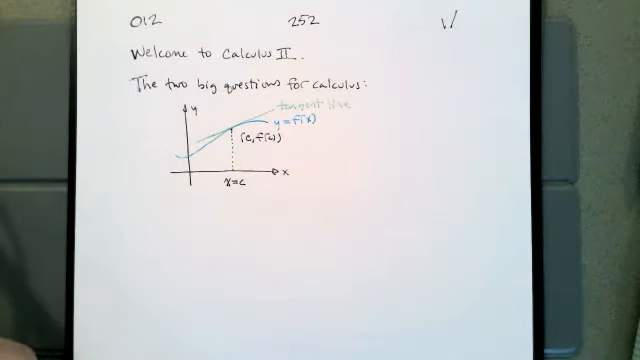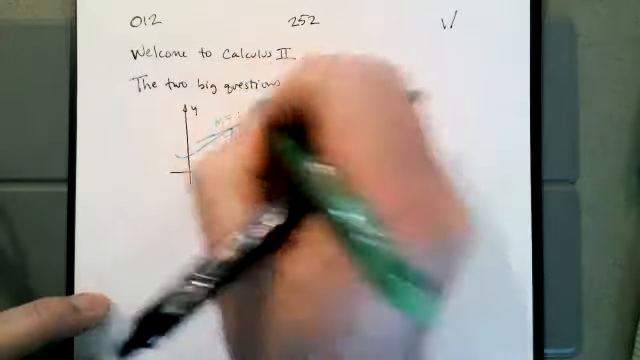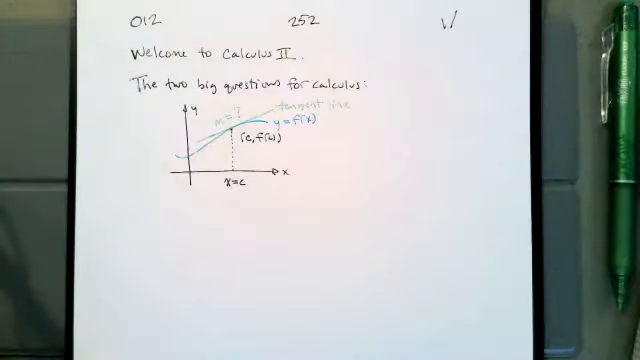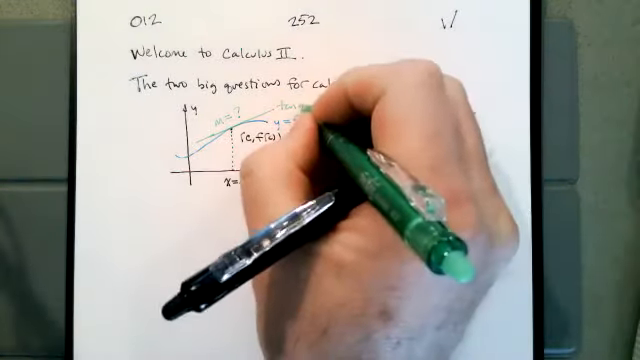So one of the big questions is, what is the slope of the tangent line at that point? And this was a question that we spent time looking at in differential calculus. So the slope of the tangent line is the derivative of the function evaluated at the point. That was the answer. That was the mystery that we solved in the first semester of calculus.